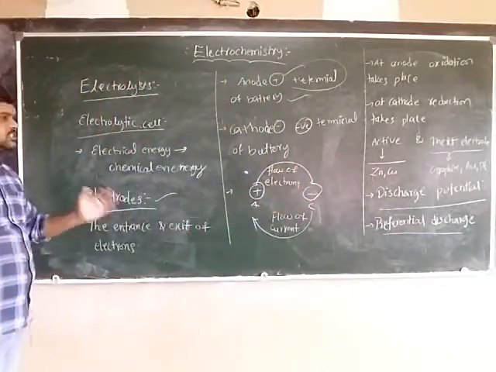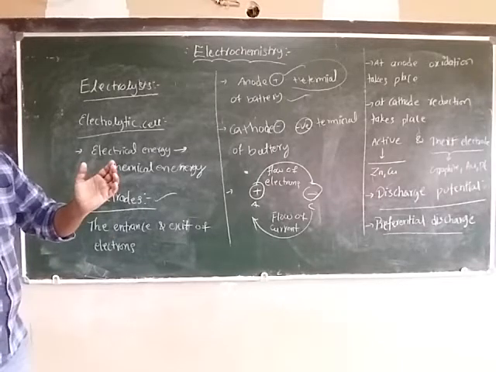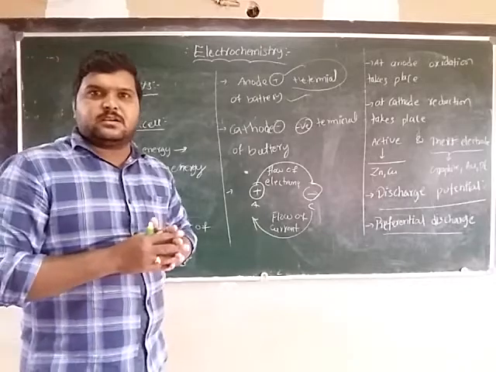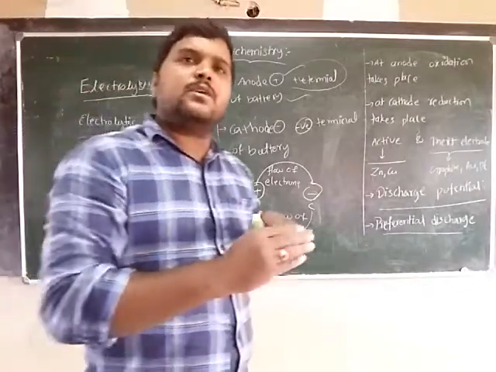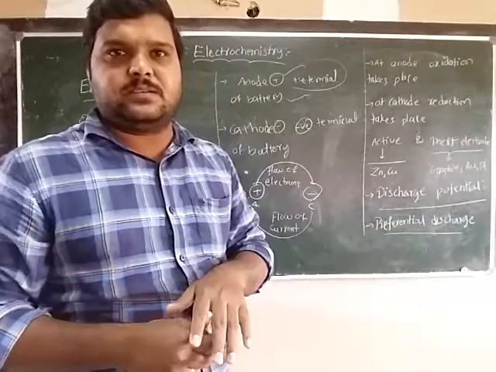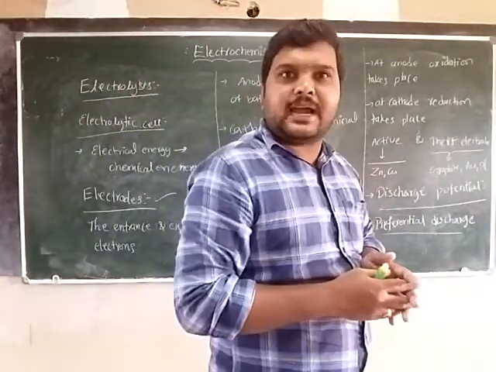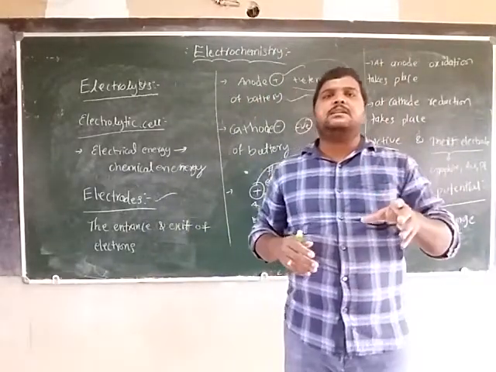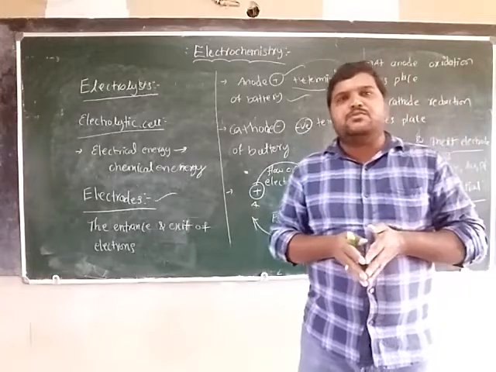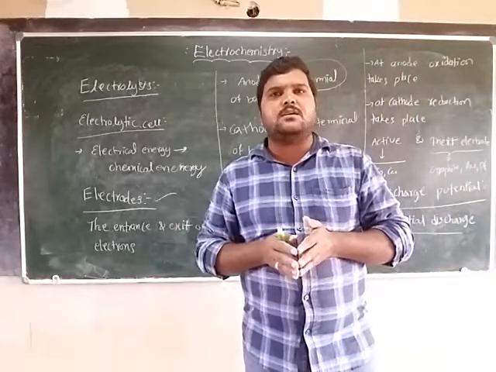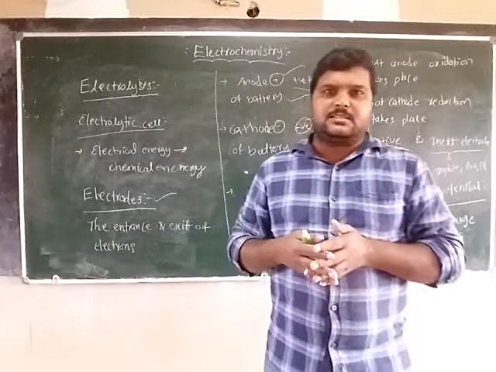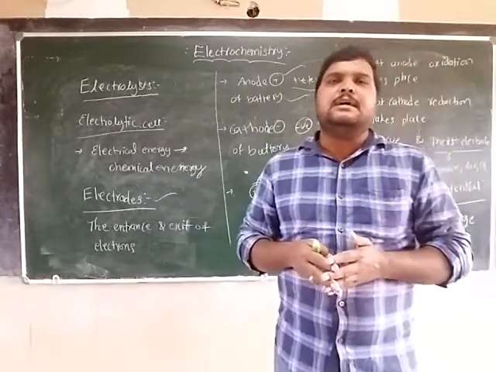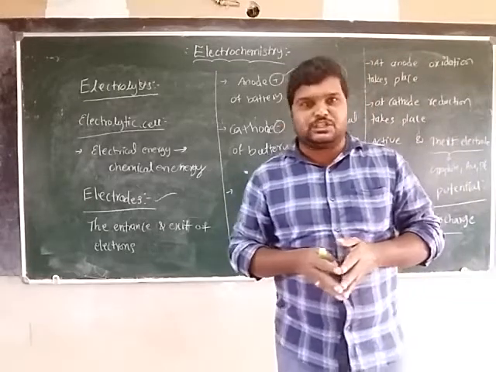Preferential discharge means that in the given electrolytic cell, if we find more than one cation or more than one anion, then, generally, anions move towards the anode and cations move towards the cathode. Yes or no? So if you find more than one anion or more than one cation, they move towards the respective electrodes depending upon the discharge potential.